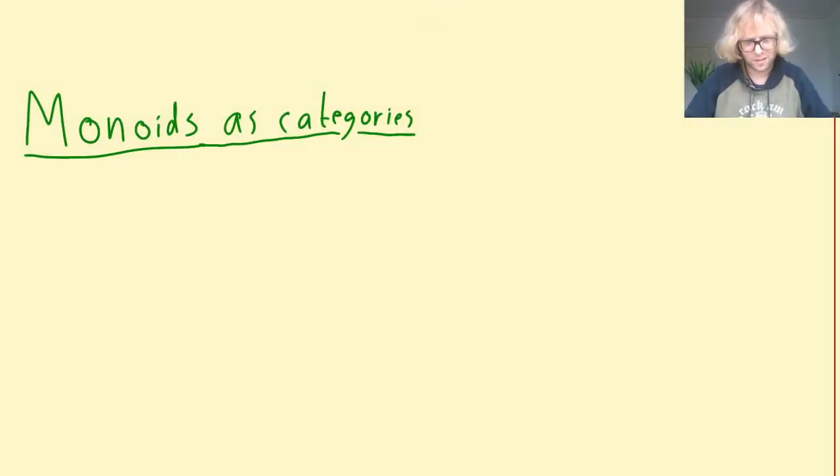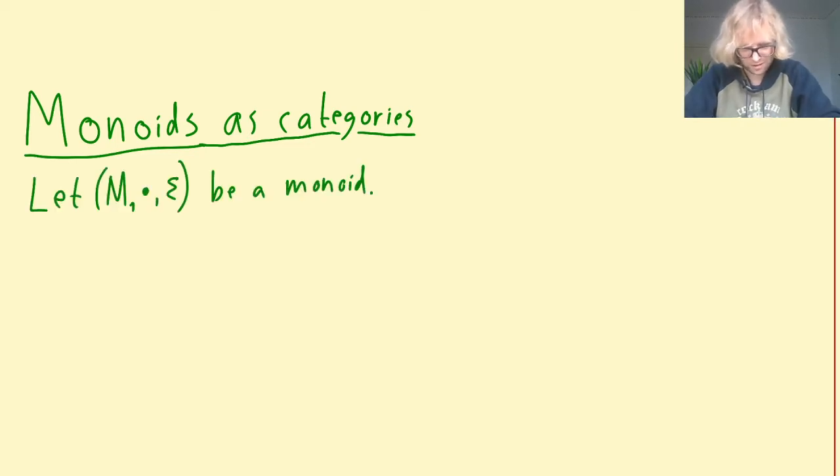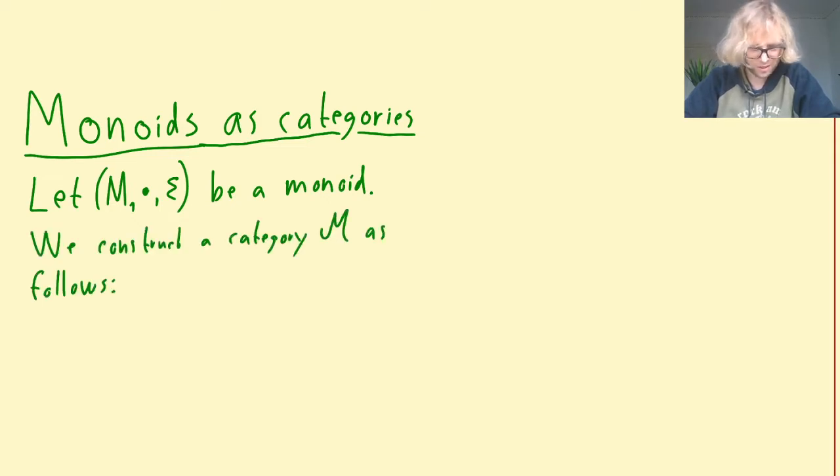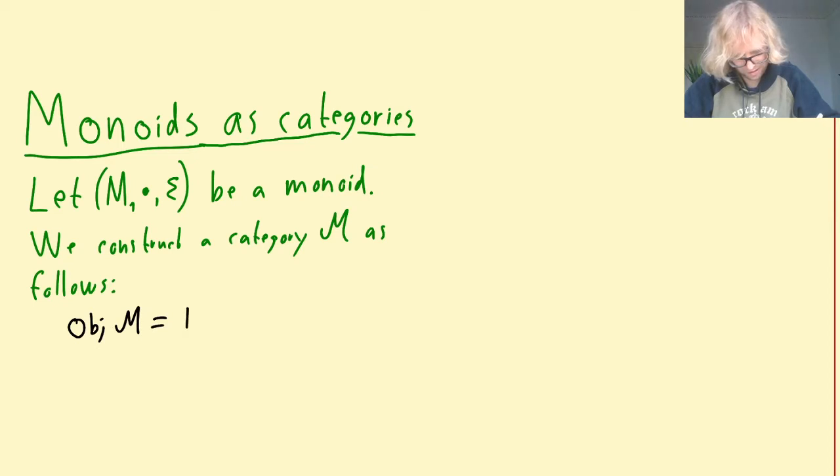Hoi, let's have another example of a category. So this time I want you to think of your favorite monoid, and let's call it M. And I'm going to turn this monoid into a category for you. So the idea is as follows: we take our monoid and we're going to make the objects of this category really boring, to say that the objects are exactly the one element set. So I only have one object over here.